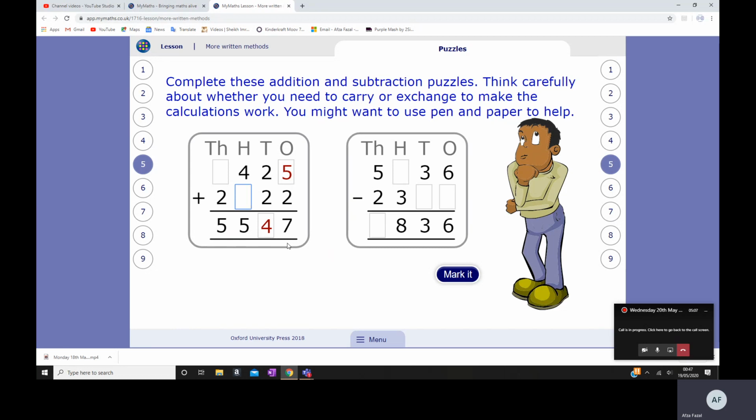Because with addition, you have to think, is there any carrying over? What might the number be? So you can't just put random numbers and be like, okay, that's the answer. You've got to actually work it out. So the best way to do it is get a pen and paper and work out the possible answers.